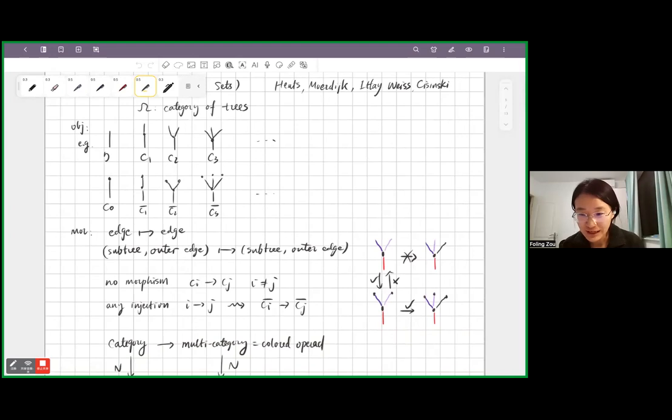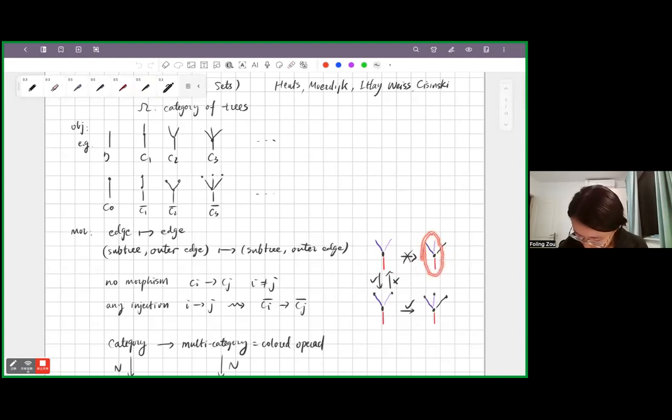Let's look at the picture on the right. Suppose I want to map C2 to C3 this way, just by this injection of the branches. Then this doesn't work because the whole tree on the left is not mapped to a subtree with its outer edges.